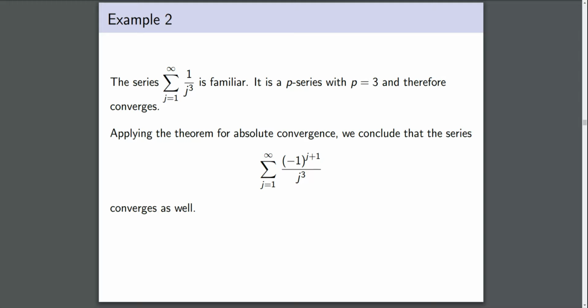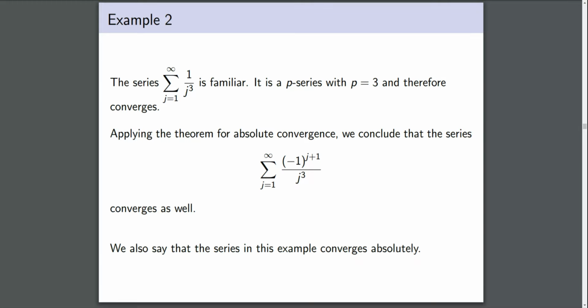We're done with this problem. We don't need to go on to step 3. We've determined what happens as far as the convergence behavior goes in this example. And remember, in a case where the series of absolute values converges, we say that the original series converges absolutely. That was our second example.